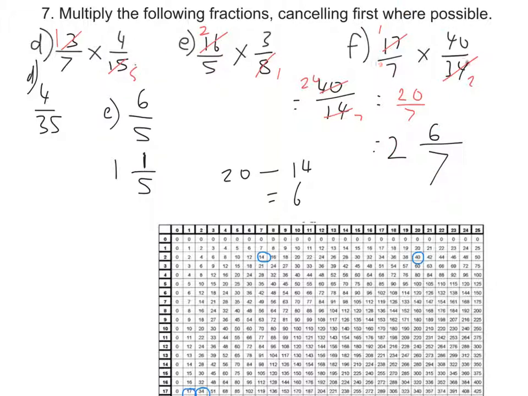There is another way to do this particular question, but I don't want to get into that because I don't want to confuse you. You just stick to what I showed you here. So again, your final answer should be 2 6/7.